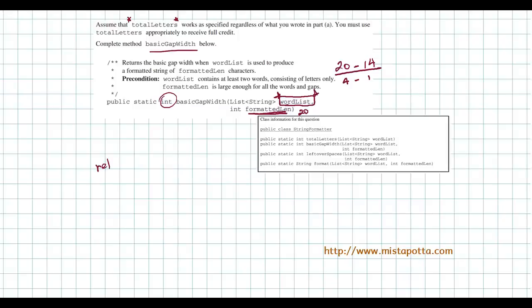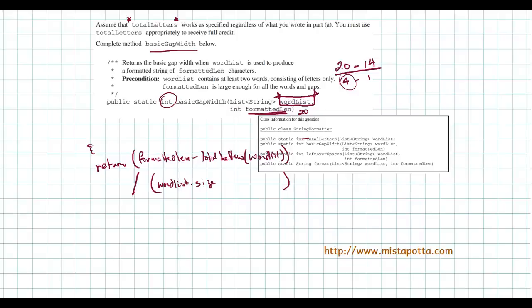So what I'm going to do is return, and I'm going to have to do this calculation. My numerator is going to be formatted len minus, and I'm going to have to ask total letters how many letters WordList has. So total letters for WordList. And that's going to be my numerator. I'm going to divide by this idea of a difference. Remember, this comes from WordList.size. And if I have 4 words, I'm always going to have 1 less for the number of gaps. So it's going to be minus 1. So I can do this all in one line of code. Just return the result of this calculation. I could break it apart into different steps, break apart the numerator, the denominator, and so forth.